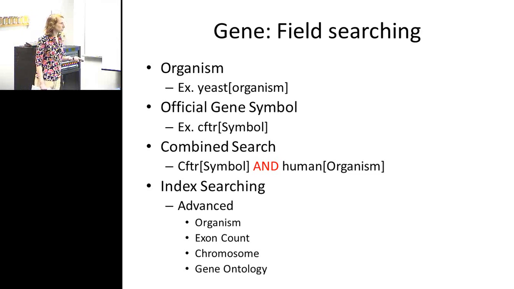So index searching is available under advanced option, which you can access underneath the search box, and I'll show you that on the next slide. Some examples of what you can do under index searching are you can search for organism, exon count, chromosome, etc. Exon count would be, for example, if you wanted a gene that had a particular number of exons on it, you could search by that.